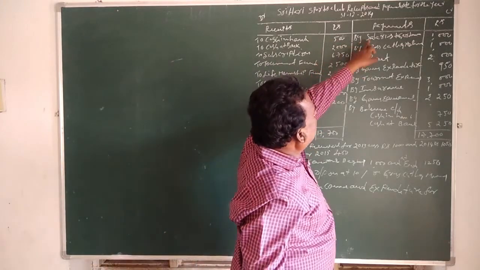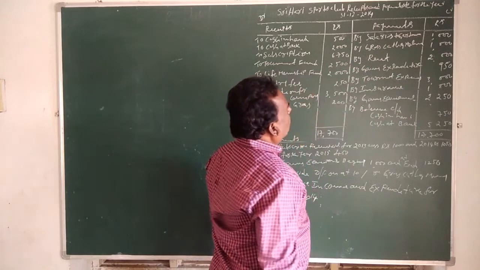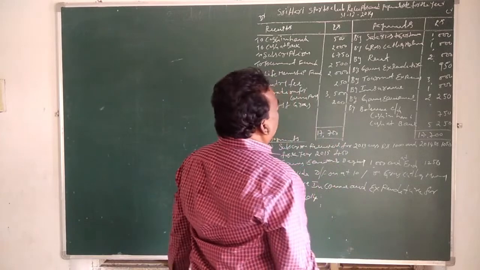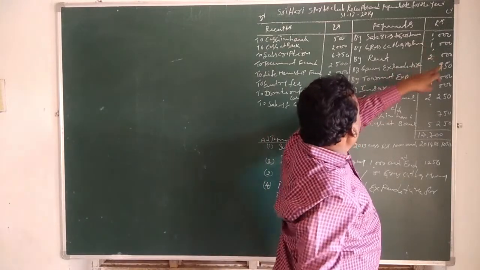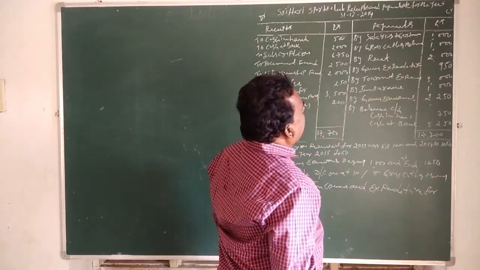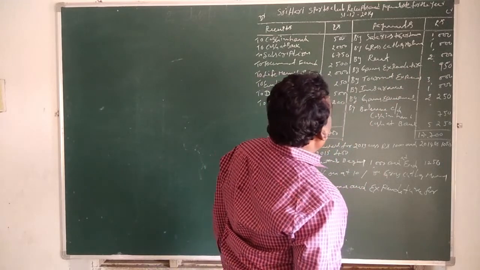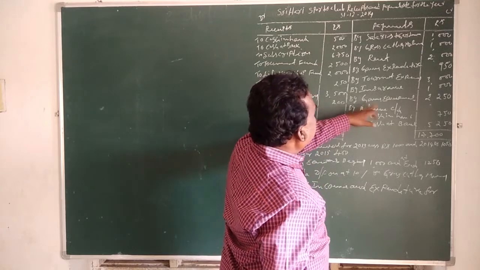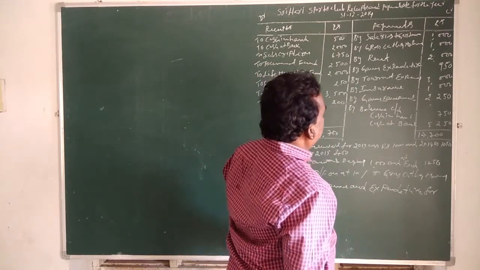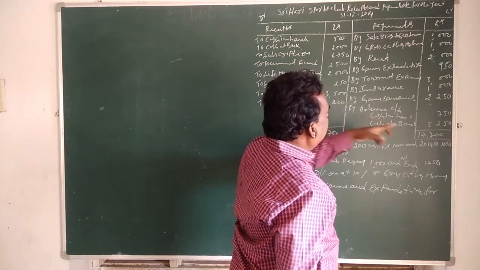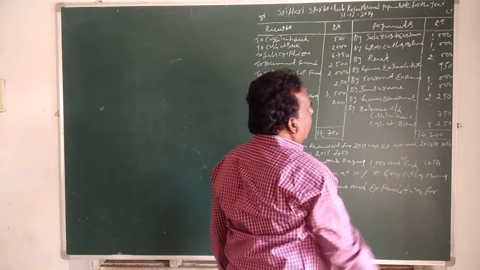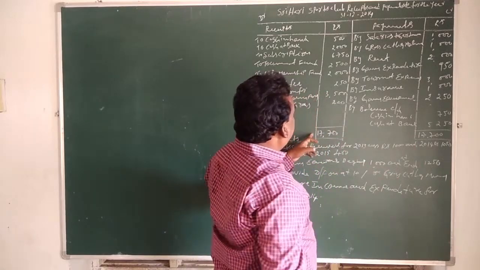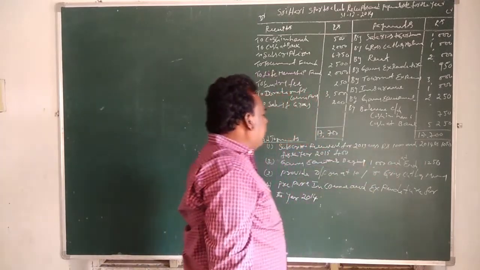Payments: salary for gardeners 1000, grass cutting machinery 1000, rent 2000, games expenditure 950, tournament expenses 3000, insurance 1000, games equipment 2250, balance carried down: cash in hand 750, cash at bank 5250. Grand total on both sides is 17,700.